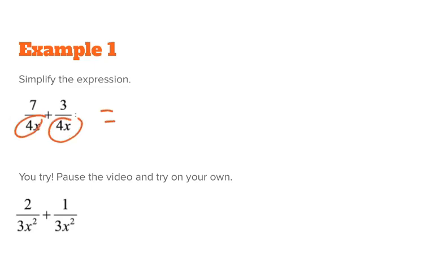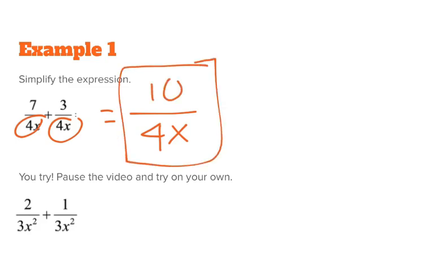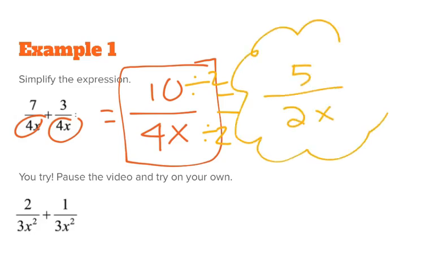Are these common denominators? Yes. So my denominator is going to stay as 4x, and the numerator would be 7 plus 3 is 10. And that's my final answer. Now I will look to see if I can divide these and simplify it down just like we did with regular numbers. And if you look, 10 can be divided by 2, and also 4x can be divided by 2. So I really would rather write that as 5 over 2x and leave that as my final answer since that's the most reduced form.